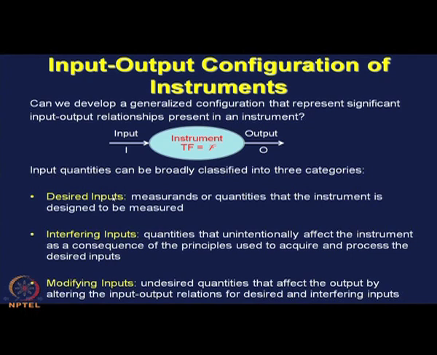Desired inputs. We define desired inputs as the quantities that the instrument is designed to measure. So, the instrument has been designed to be sensitive to desired inputs only. Interfering inputs are quantities that unintentionally affect the instrument as a consequence of the principles used to acquire and process the desired inputs. And modifying inputs are undesired quantities that affect the output by altering the input-output relations for desired and interfering inputs.